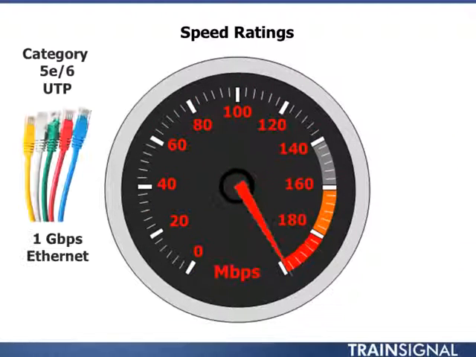Then you have what's called gigabit connectivity. At this point, you're going to be using Category 5E or Category 6 unshielded twisted pair, which gives you a maximum speed of 1 gigabit per second, which is much faster. Much more widely deployed, and as costs have come down for gigabit switches, these have become much, much more broadly deployed.